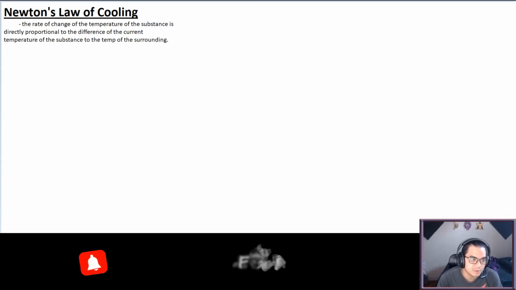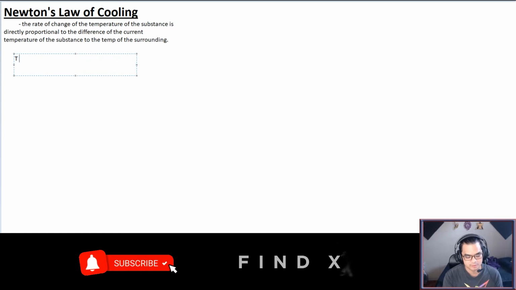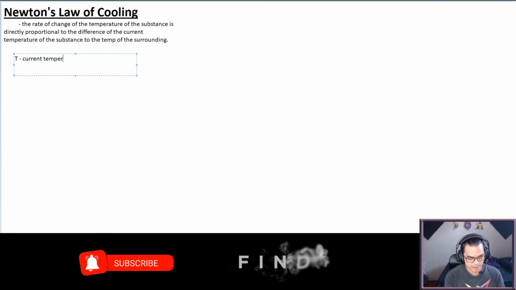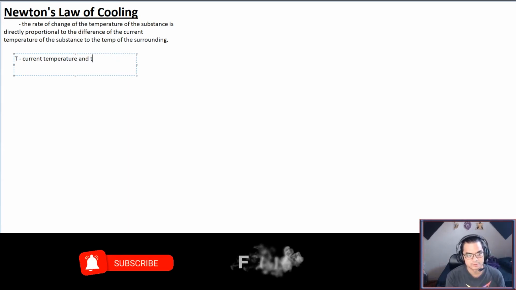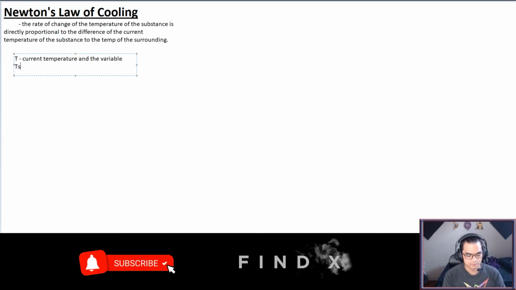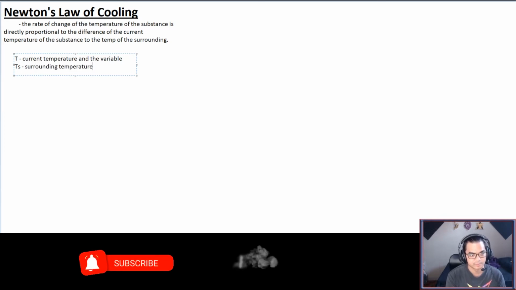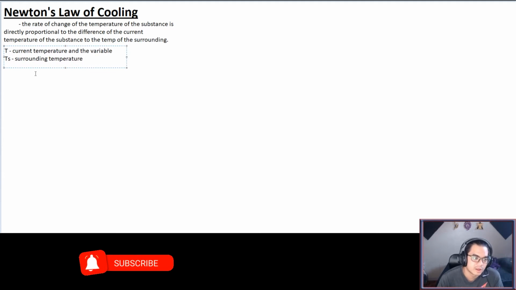We will use here T as the current temperature. At the same time, it will also act as the variable. Okay, so Ts will be the surrounding temperature. So we have T as the current temperature and also the variable, and Ts as our surrounding temperature.